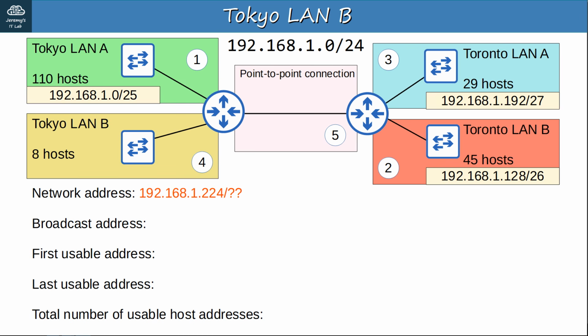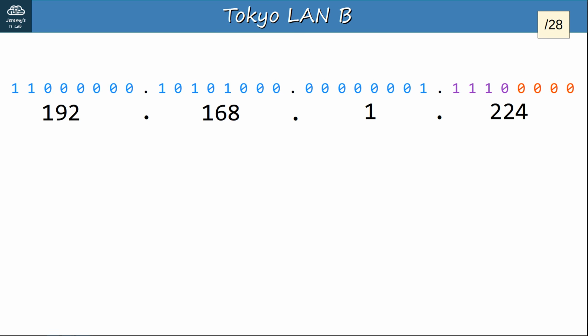Okay, let's check the answers. Because Tokyo LAN B requires 8 hosts, we must use a /28 prefix length. One possible mistake here is using a /29 prefix length. Although /29 allows 8 addresses, remember we must subtract 2 for the network and broadcast addresses. So really /29 only allows 6 usable addresses. Therefore, we must use /28, which allows 14 host addresses.